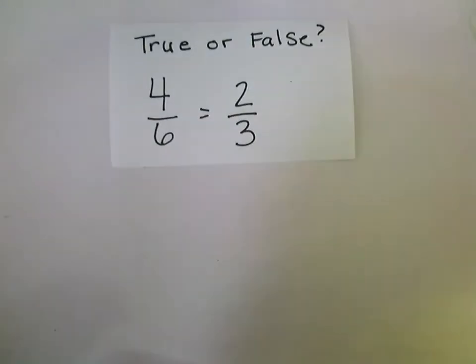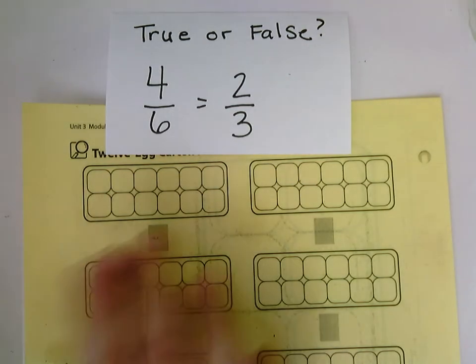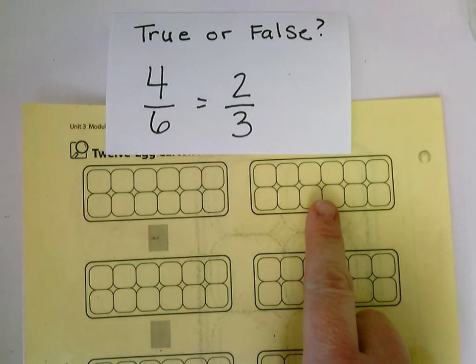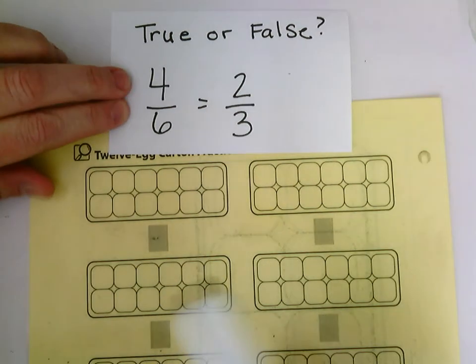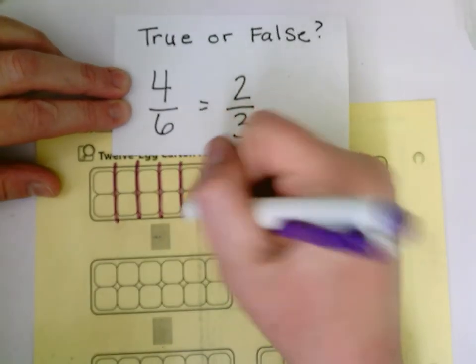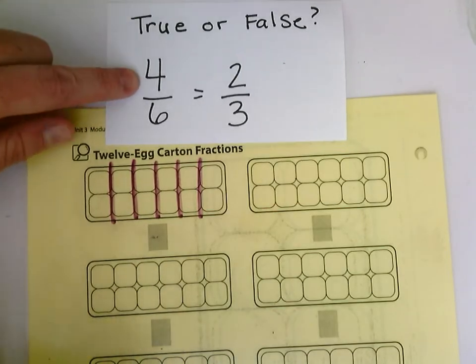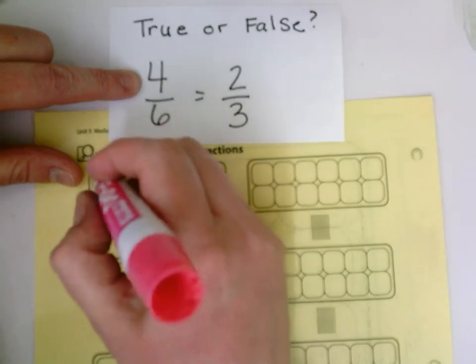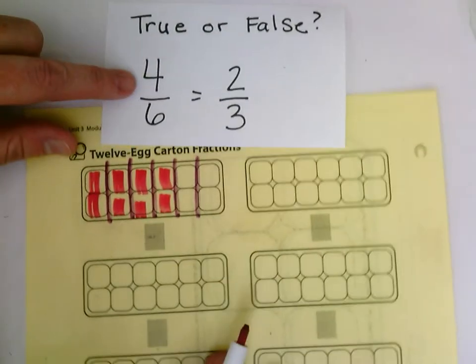So I'm going to use my egg carton models, and I'm going to show 4/6 on one of my models, and then on my other model I'm going to show 2/3. So here, first I'm going to have to break this into 6 equal groups. So 2, 3, 4, 5, 6. So here I have 6 equal groups, and I'm going to color in 4 of those groups. So there's 4 of those groups colored in. So this is 4/6.